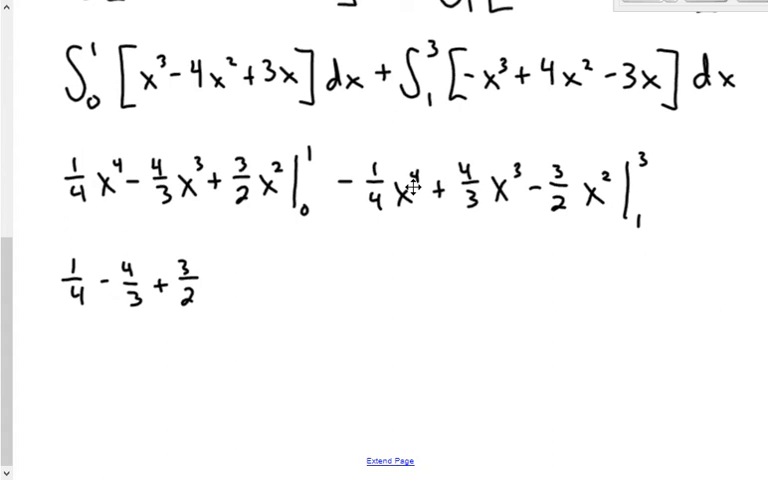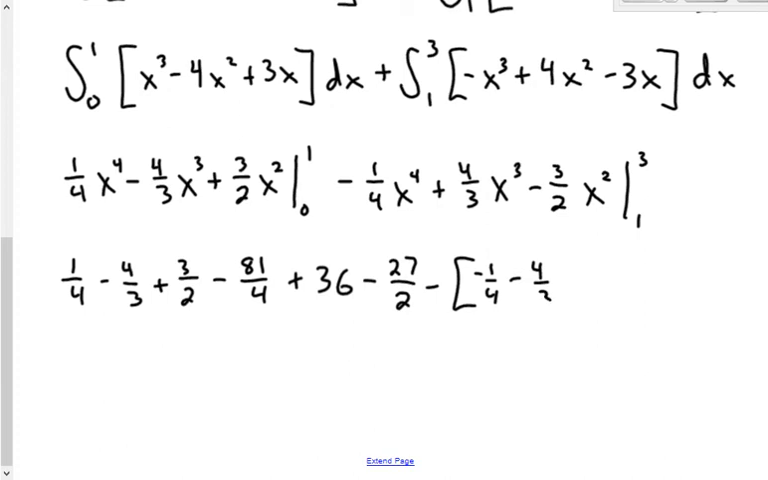Plug 3 in here, I get 3 to the fourth, which is 81 over 4. So minus 81 over 4. Plug in here, I get 27 divided by 3 is 9 times 4 would be 36. And then minus 3 squared is 9 times 3 is 27 over 2. And then minus, plug 1 in there, I get negative 1/4 minus 4/3 minus 3/2 plus 4/3.